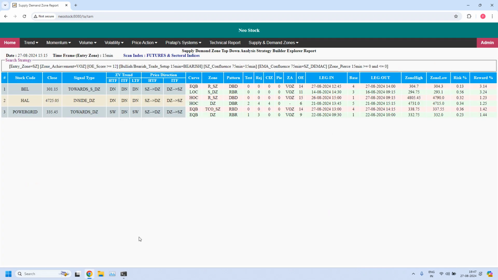Oh, out of 4, 3 stocks are having EMA confluence, all the supply zones. So it's a high probability trade setup. Good. Okay, now we will verify HTF confluence also.